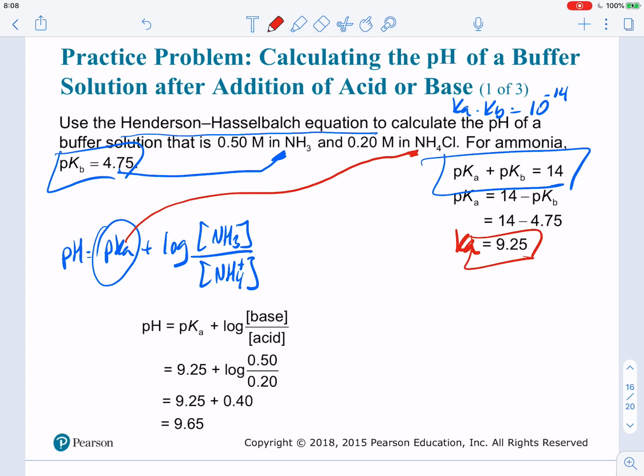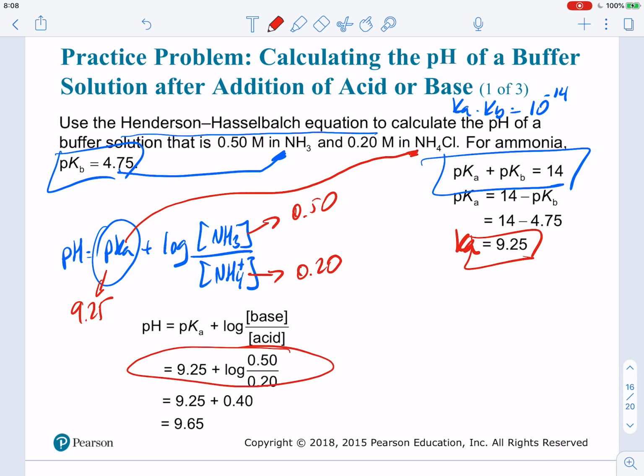Okay, and this concentration is 0.50. This concentration is 0.20, and the pKa is 9.25, which is what you have right there. Okay, and you end up with a pH equal to 9.65. So once again, this is a basic buffer from the point of view that you are using a base and the conjugate acid, but you are treating the whole buffer situation from the point of view of the conjugate acid. Why? Because it's going to be easier.